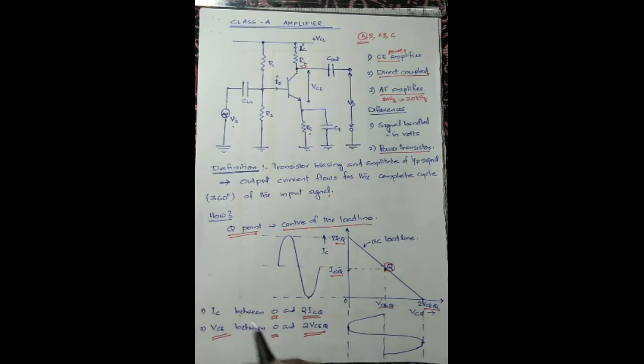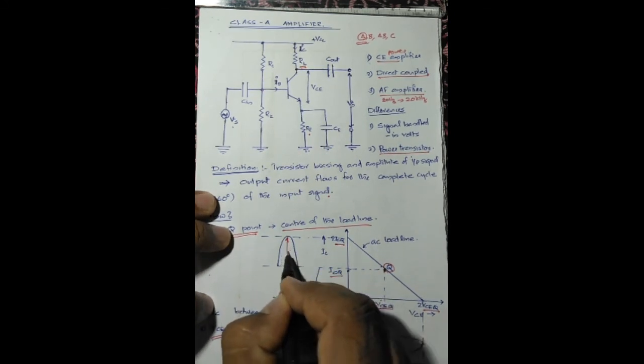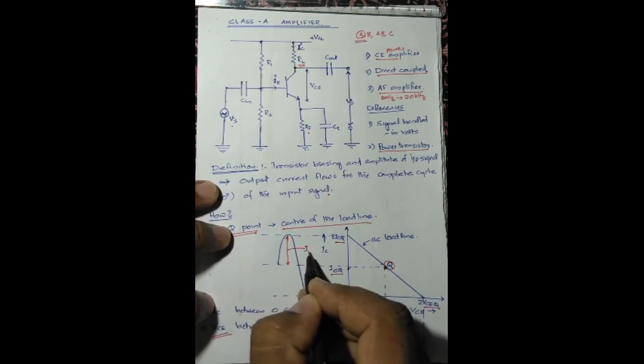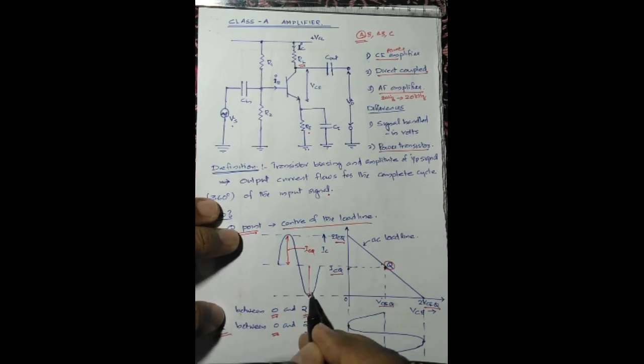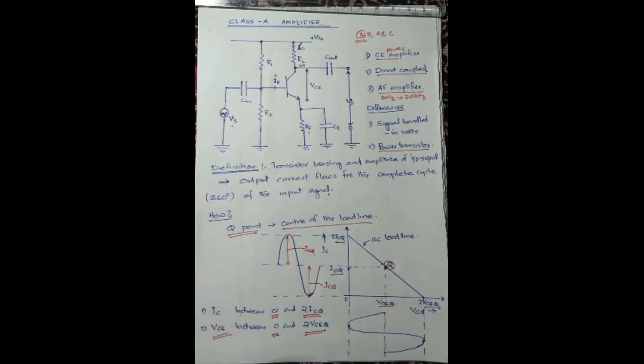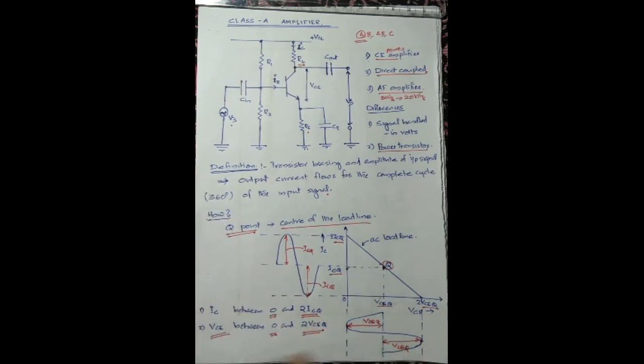So we may say that the peak value of the collector current is ICQ. Why? This is the swing of the collector current, and this comes to be ICQ. The magnitude of this is ICQ, and this is also ICQ. So this is the peak value of the collector current, and similarly the peak value of the collector emitter voltage is VCEQ. So this is the analysis of the AC load line of a class A amplifier.